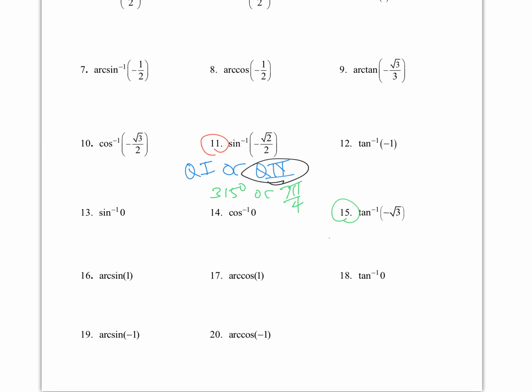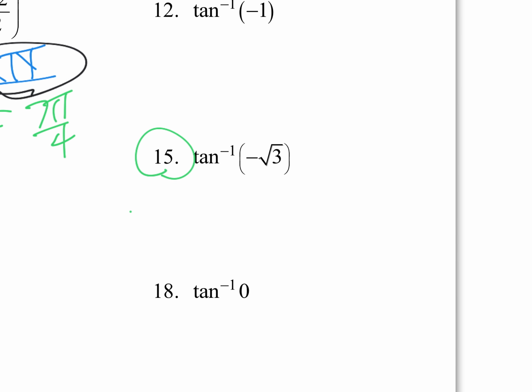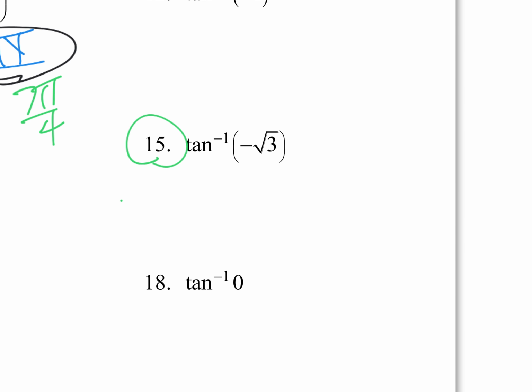All right, we're back. So we're looking at number 15 here. And I have to first think, okay, what am I looking for here? I'm looking for tangent inverse of negative root 3. I know tangent is the same thing as y over x, or I can think of it as sine over cosine. So I have to divide two terms here and get negative root 3.